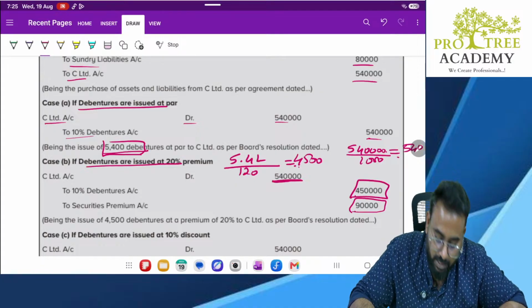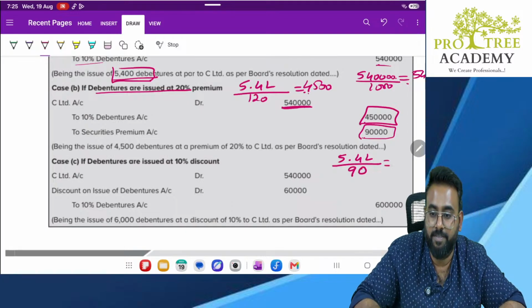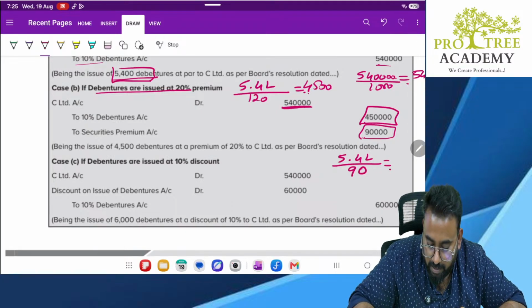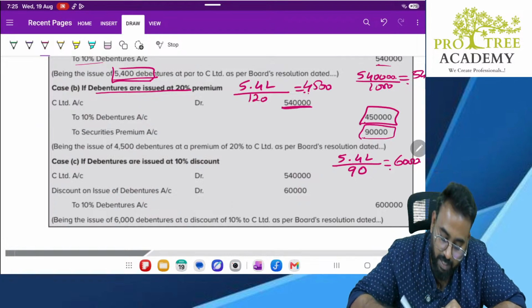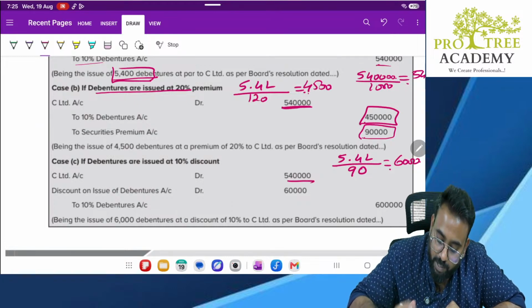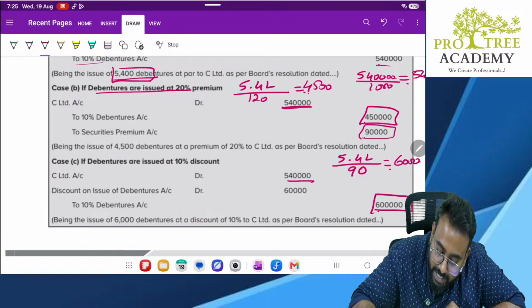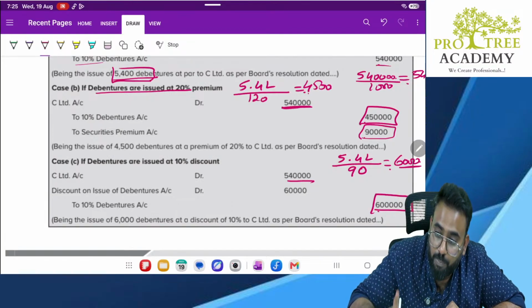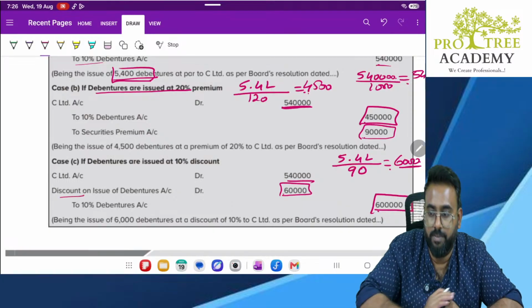Clear? Yes. Next, if it is discount, 5.4 lakh divided by 90. 6,000. Correct? Now 5.4 debit only, but in that what happens? Here it will be 6 lakh. Why? 6,000 debentures into 100 rupees each nominal value. The remaining will go as discount. Clear?